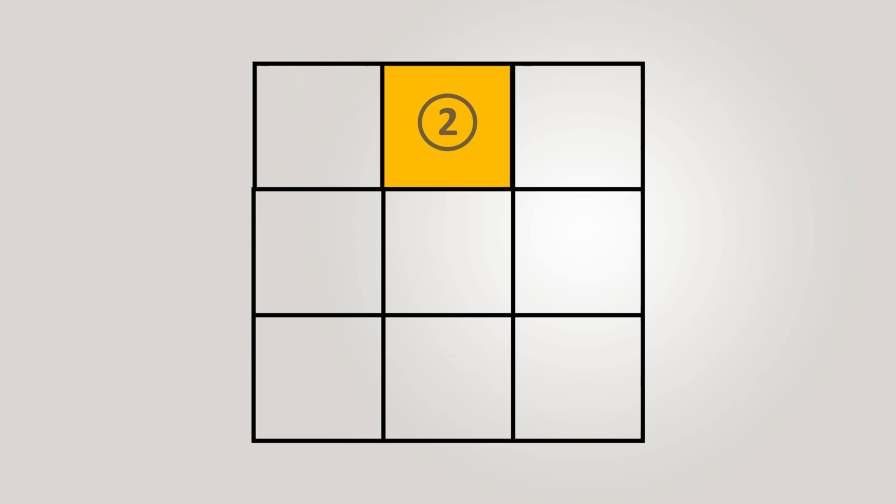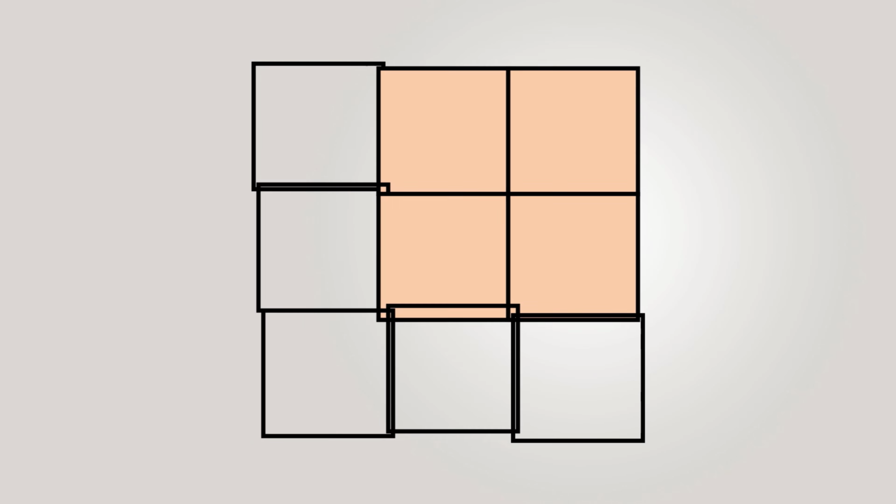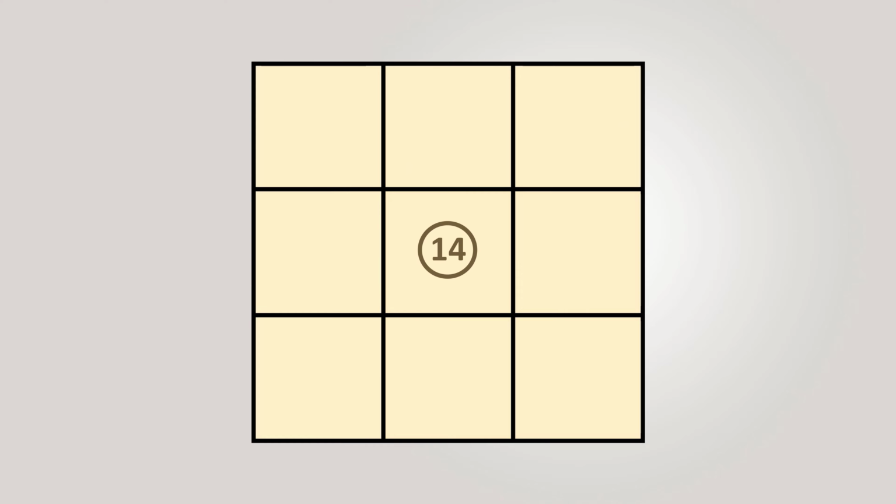1, 2, 3, 4, 5, 6, 7, 8, and 9. Even though small squares are easy to see and identify, let's look at the medium-sized squares. There are 4 of them. Number 10, number 11, number 12, and number 13. And then there is one large square. This is number 14.